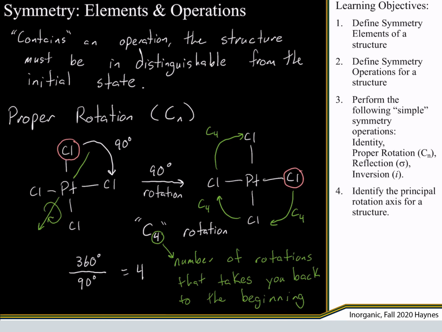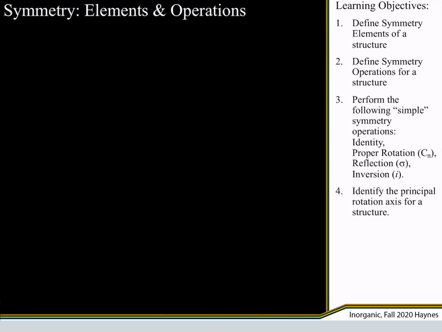So let's look at these in a little bit more detail. What we're going to do is draw out these C4s and work through them one by one. So that means we're going to do a lot of drawing on this slide. So we have our platinum with our 4 chlorides, Cl, Cl, Cl, and Cl. And what I want to do is look at these as these 4 different C4s and look at them in sequence.